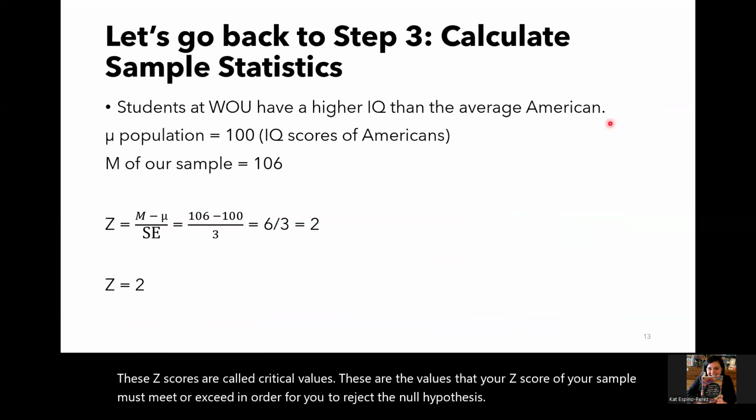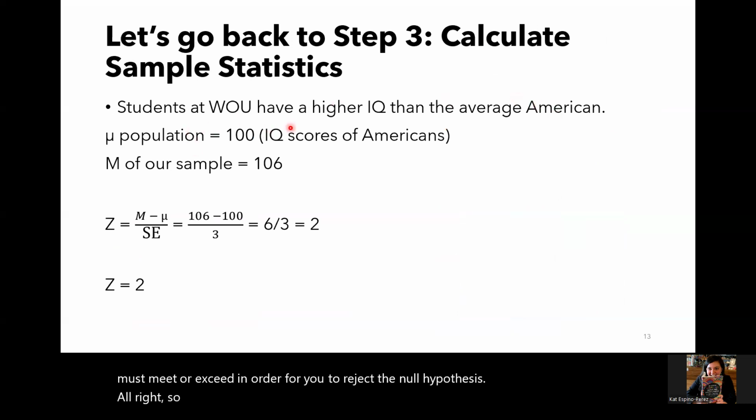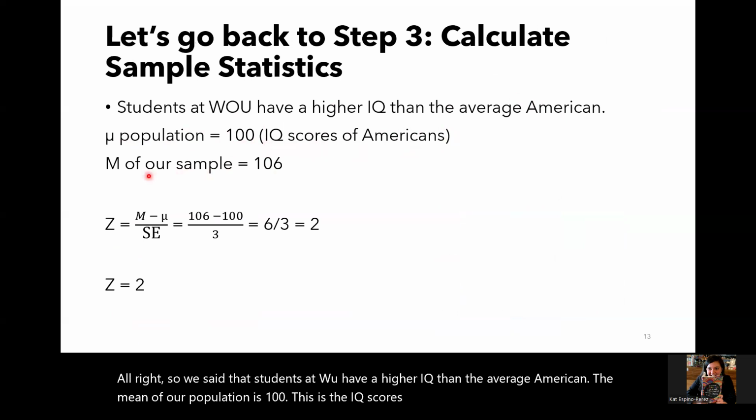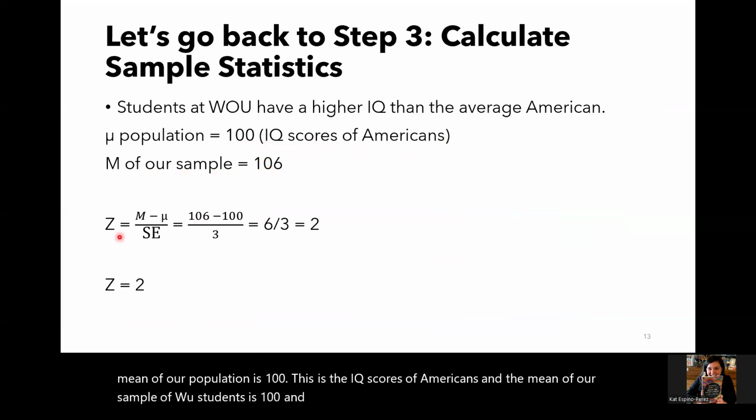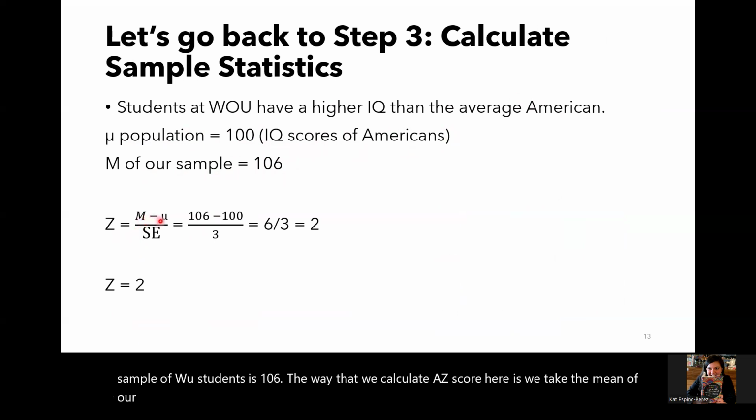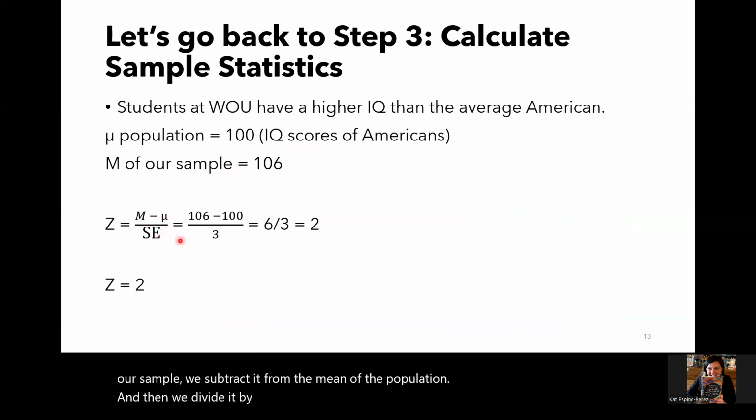All right, so we said that students at WU have a higher IQ than the average American. The mean of our population is 100. This is the IQ scores of Americans. And the mean of our sample of WU students is 106. The way that we calculate a Z-score here is we take the mean of our sample, we subtract it from the mean of the population, and then we divide it by the standard error.